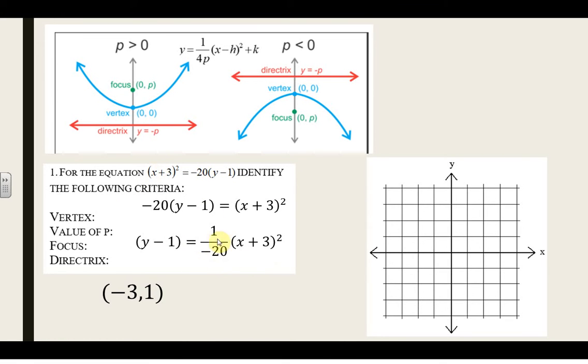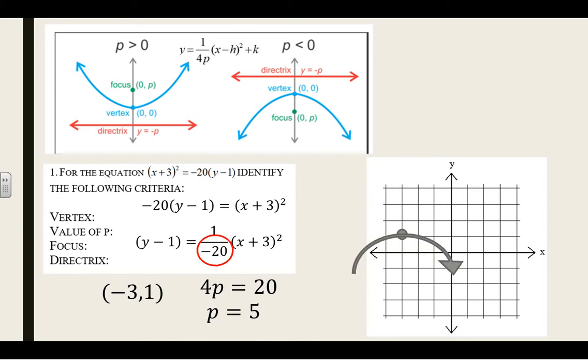You want to get it so that it's 1 over 4p. Then we have -3, +1 for a vertex. And what gets multiplied by 4 to make 20? 5. 5, not -5, because it's a distance, and distance is positive.